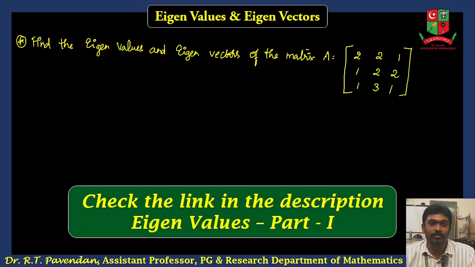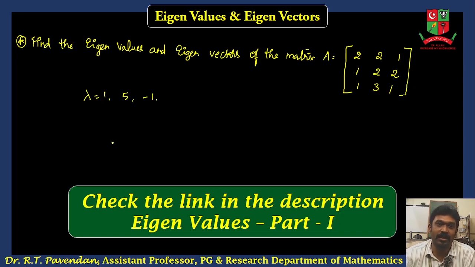In the previous video, the part 1 video, we saw the eigenvalues of the given matrix A. Those were lambda equal to 1, 5 and minus 1. If you haven't checked that video, the link is given in the description. Please go and check that video first, and this video is the continuation of that video.